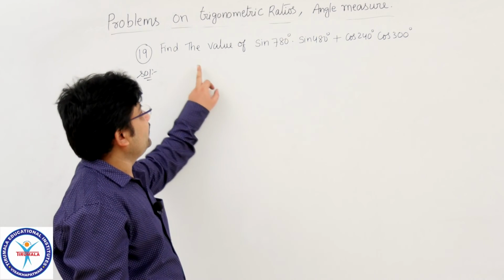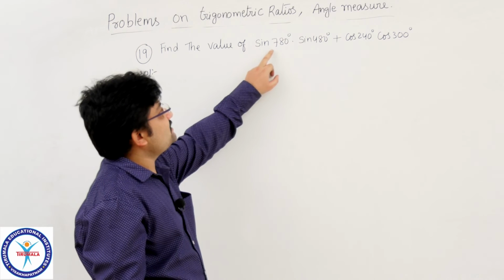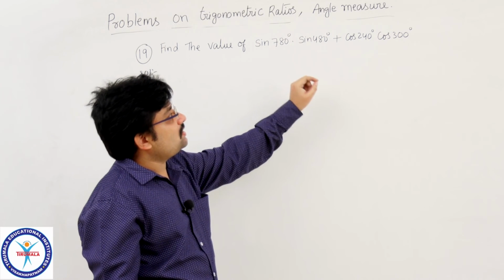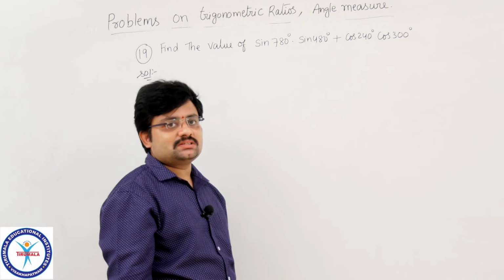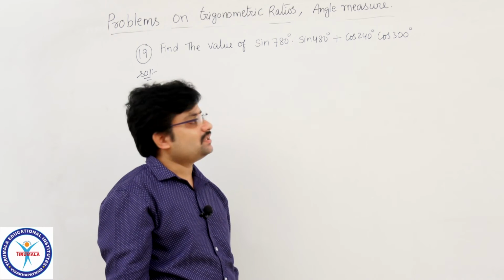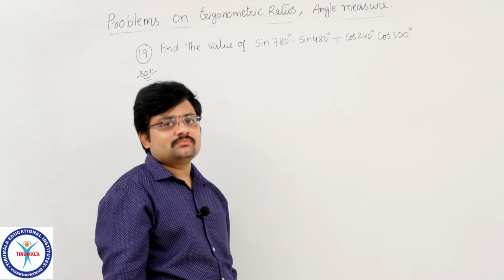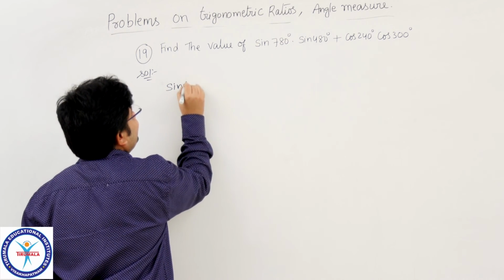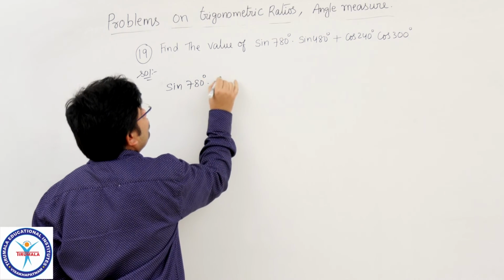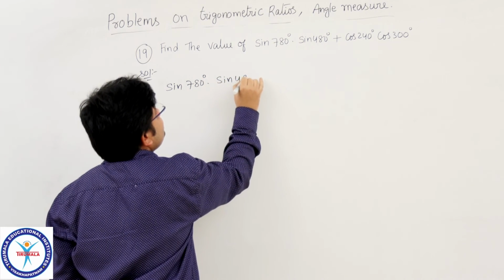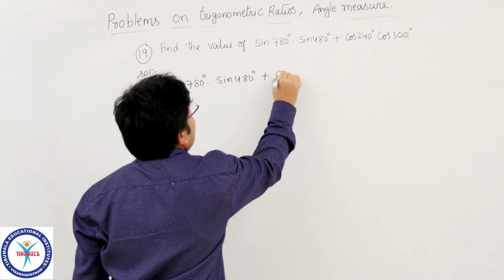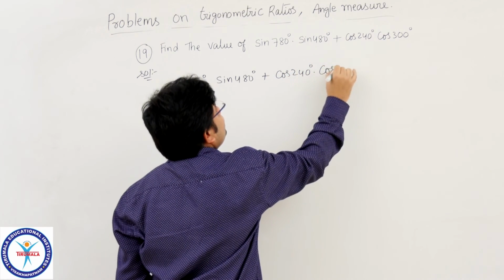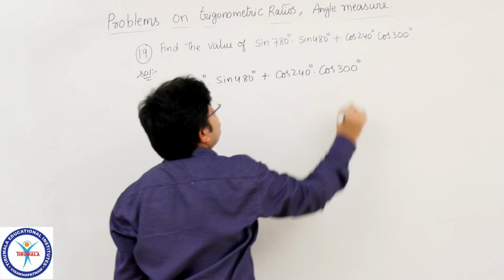Here we need to find the value of sin 780 degrees into sin 480 degrees plus cos 240 degrees into cos 300 degrees. These are not the values in the table, so how do we do this sum? Sin 780 degrees into sin 480 degrees plus cos 240 degrees into cos 300 degrees.